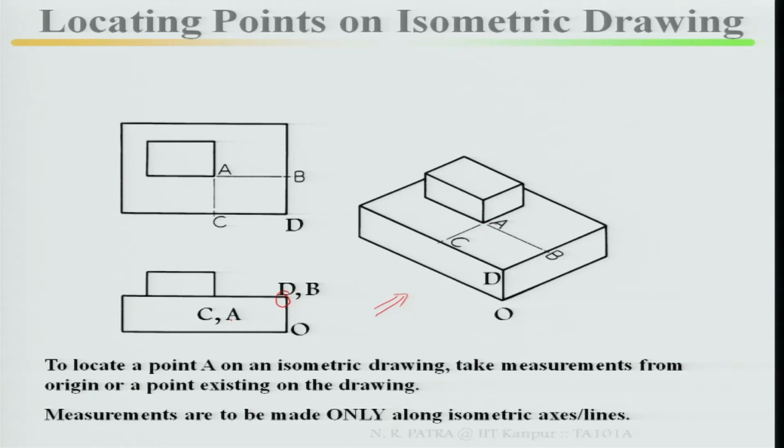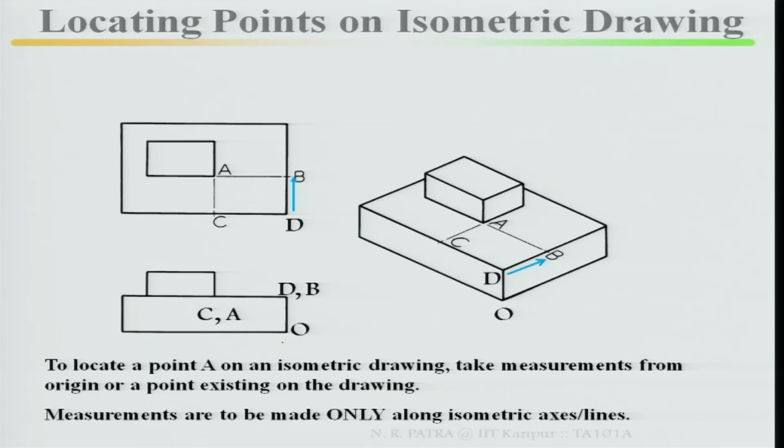To locate a point A on an isometric drawing, take measurements from the origin or a point existing on the drawing. You can choose any point anywhere as the origin, you can take this as origin, and this will be the same point here as the origin, or take any point existing in the drawing. Here this point has been taken as origin O. Measurements are to be made only along isometric axes or lines. The moment you do the measurements along your isometric axes or isometric lines, you cannot do measurements on non-isometric planes or non-isometric lines. Now take it back with this.